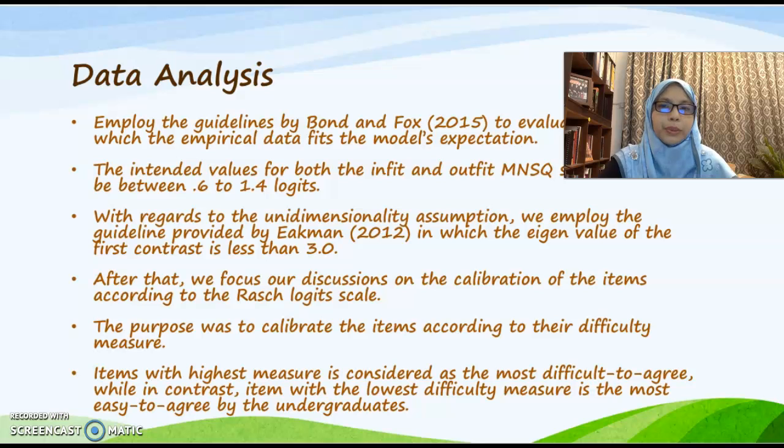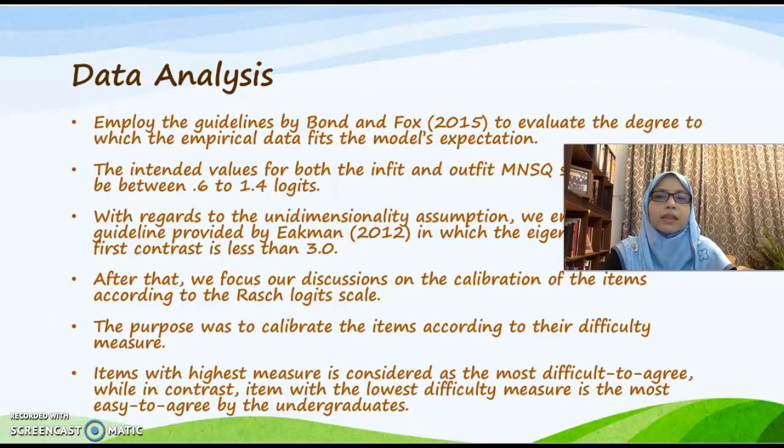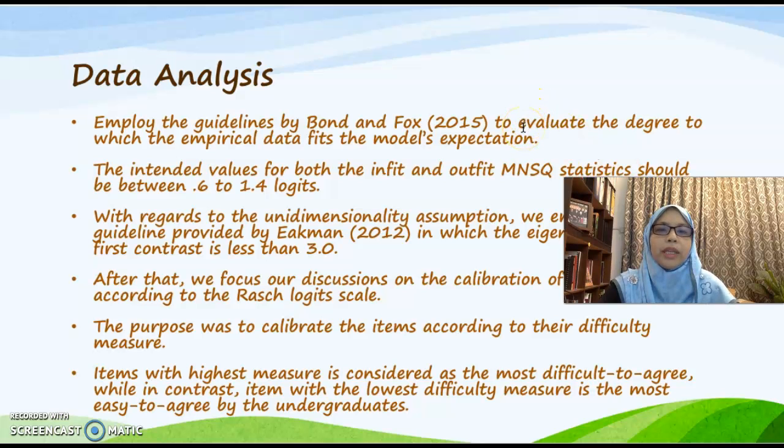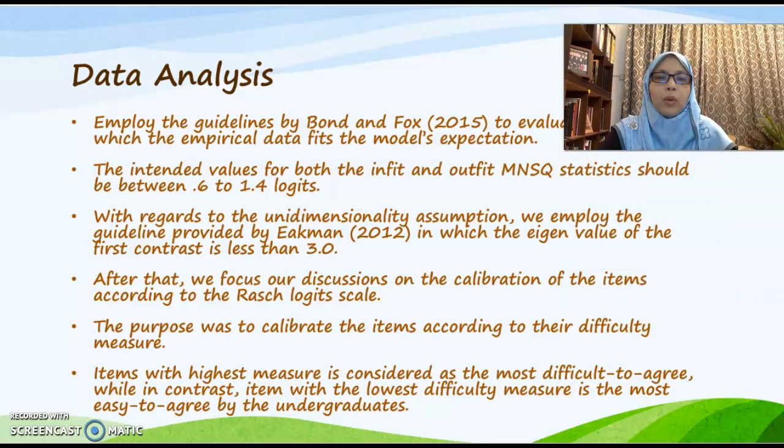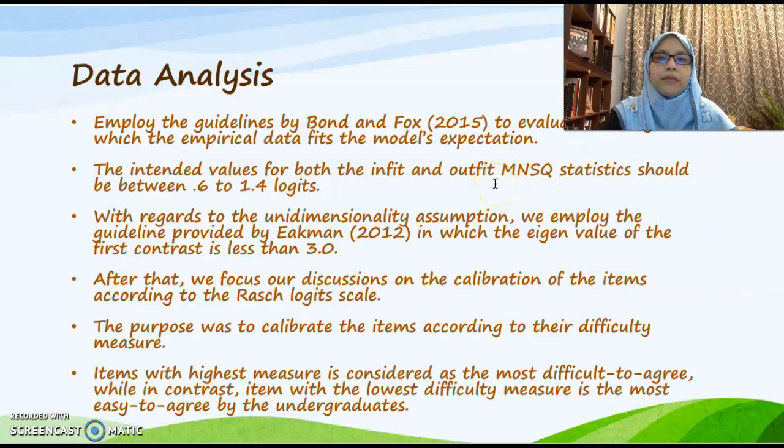And of course, we use Rasch model data analysis based on Bond and Fox, used to evaluate the degree to which the empirical data fit the model expectation. The in-fit and out-fit MNSQ statistics should be between 0.6 and 1.4 logits. And according to Eckman 2012, the eigenvalue of the first contrast, referring to the unidimensionality assumption, should be less than 3.0.